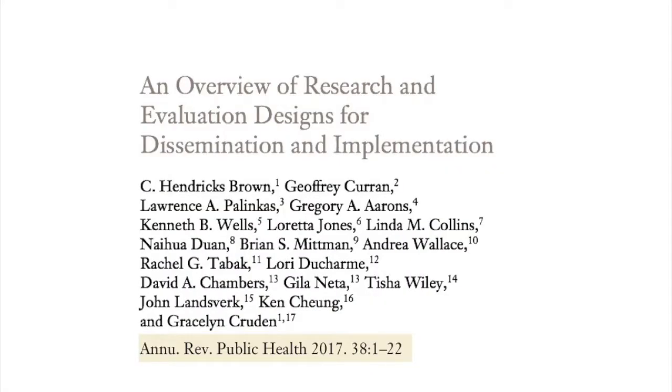If you want a really comprehensive review of this topic, a recent publication, and you can see that Greg and Larry are on it, was published as an overview of existing evaluation designs for dissemination and implementation research. We do not have time. This could be a 2-day conference just in itself to talk about design options. So we don't have time for that, but this paper really gives you all the options and categorizes them, so a good place to go.